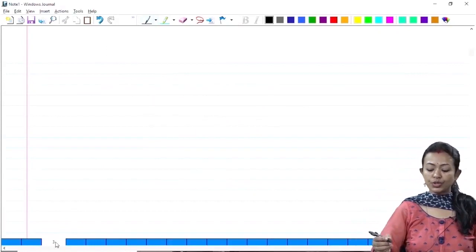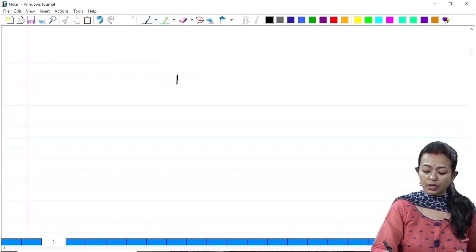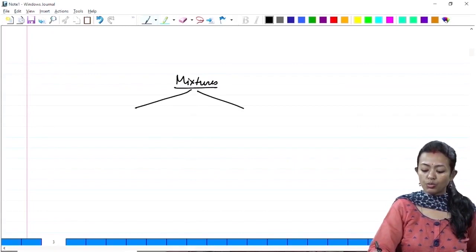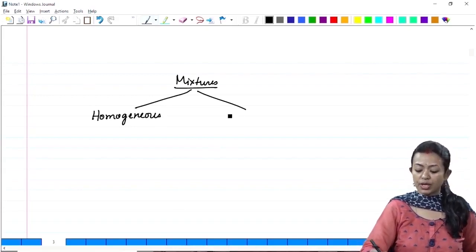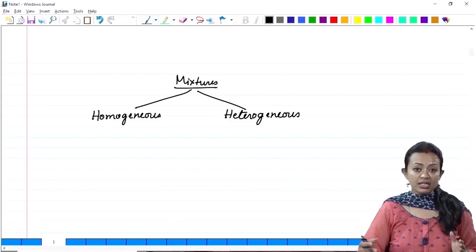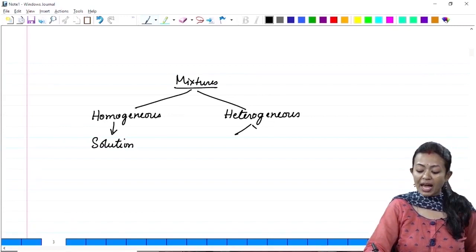Now, as I told you, mixtures are of two types. So we have mixtures which can be homogeneous. That means, yes, you already know that homogeneous means uniform distribution of composition. Whereas heterogeneous mixtures are those where the composition is not uniform. Now taking this concept further, we can classify homogeneous and take up an example of solution as one. Whereas in case of heterogeneous, we have two types.